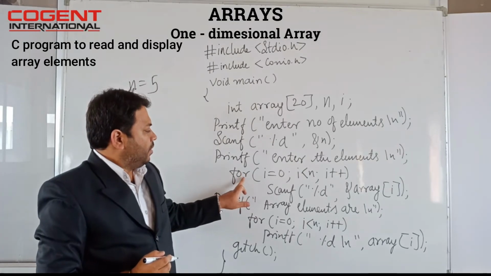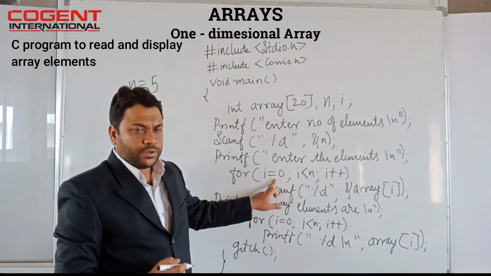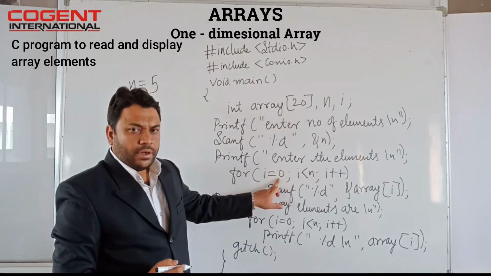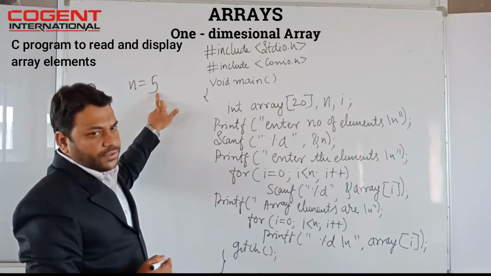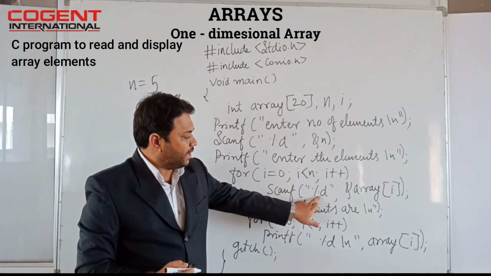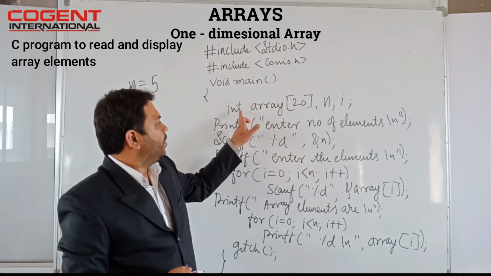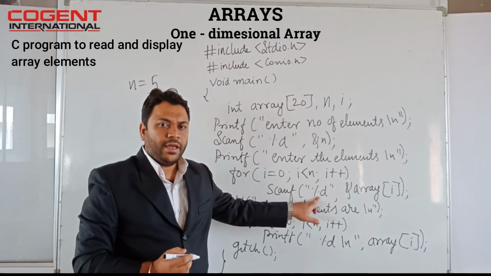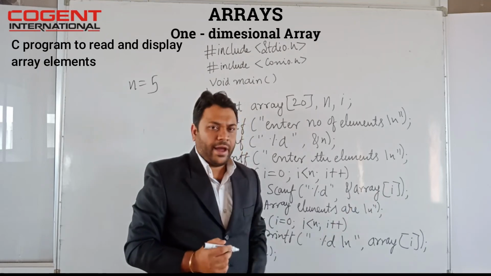So first we need to use the for loop, with initialization i is equal to 0, then i is less than n. So i is initialized to 0, and 0 is less than n. What is the n value? That is 5. Yes, the condition is true. Then scanf percentage d. Why percentage d? This is the format specifier, because I am reading integer values, so I need to declare percentage d here. Then the address, that is ampersand array of i.